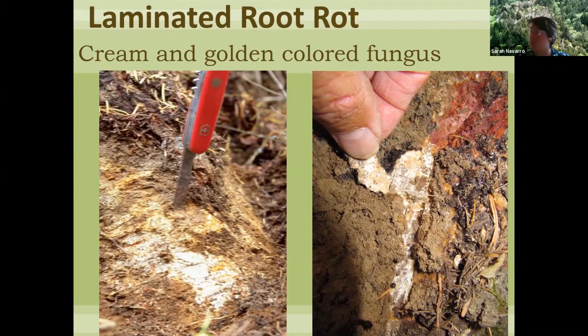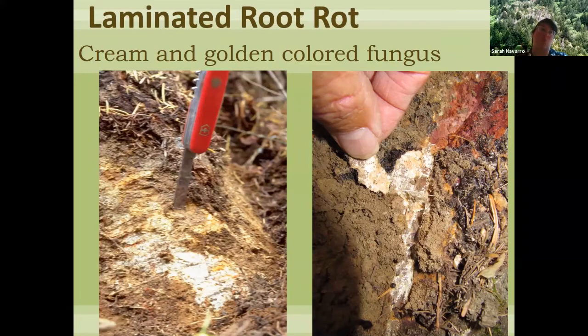So signs of laminated root disease include cream and golden colored fungus on the outside of the roots. The cream can be known as ectotrophic mycelium, and we'll see these on the outside of roots, as you can see in the photo on the right. When we're excavating roots to try to diagnose this disease, I usually have a Pulaski with me, and I typically will try to slowly and carefully drag the top layer of soil away from the roots.